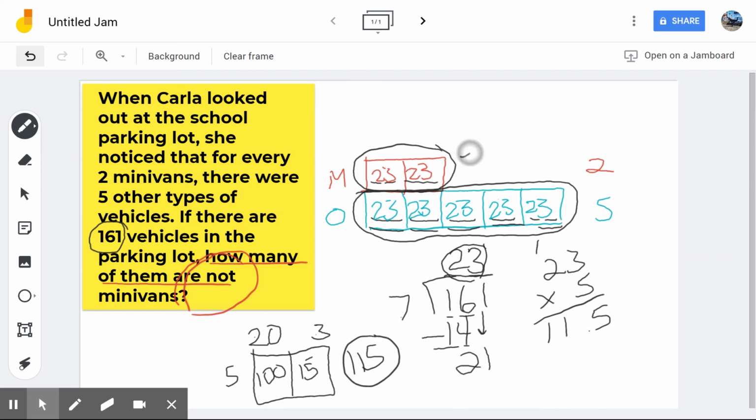And then for the amount that are minivans, it would be 23 plus 23, which is 46. If I take the 46 minivans and add it to the 115 vehicles that are not minivans, I get my 161. And that's how we solve this one.